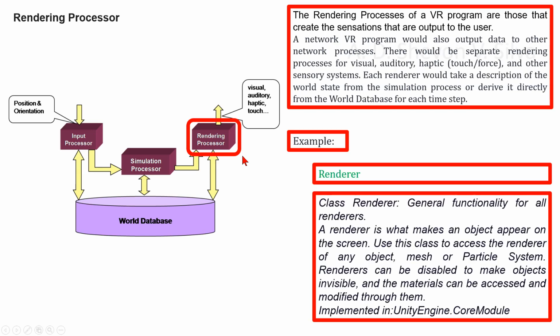As an example, we can consider the Renderer class in Unity. General functionality for all renderers. A renderer is what makes an object appear on the screen. Use this class to access the renderer of any object, mesh, or particle system. Renderers can be disabled to make an object invisible, and the materials can be accessed and modified through them. This is implemented in the UnityEngine.CoreModule.